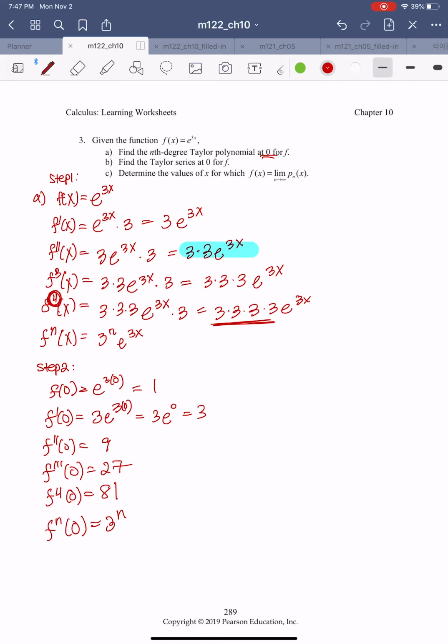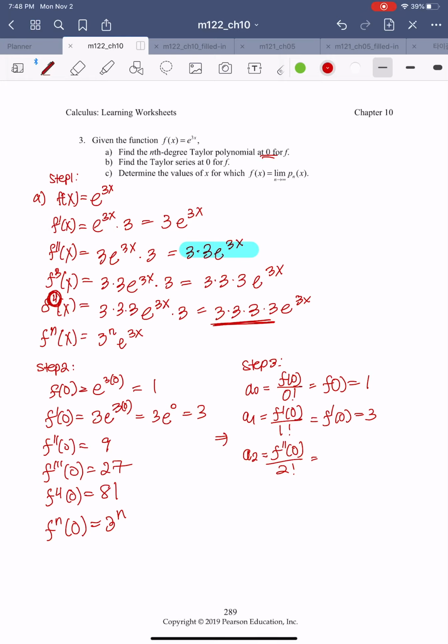Now, let's find all the coefficients. So step 3, I'm going to have a sub 0, which is f of 0, and then you have this factorial term. That's just f of 0, which is 1. The a sub 1 term will be f prime of 0 divided by 1 factorial. So f prime of 0 is 3. A sub 2 is f double prime of 0 divided by 2 factorial. So that's going to be 9 over 2.